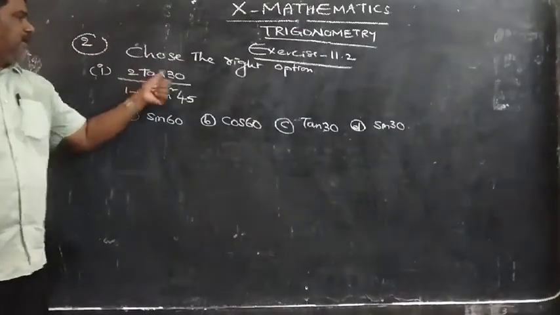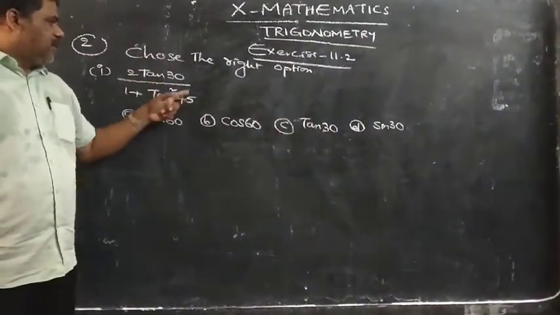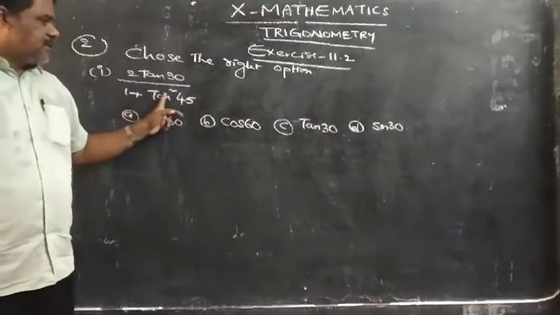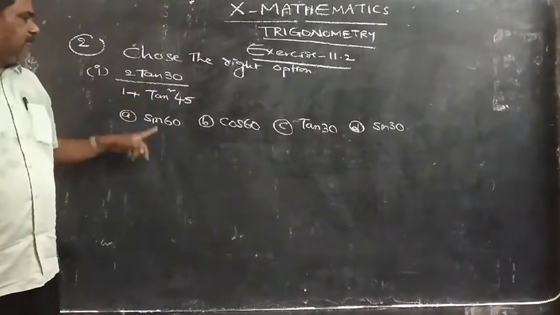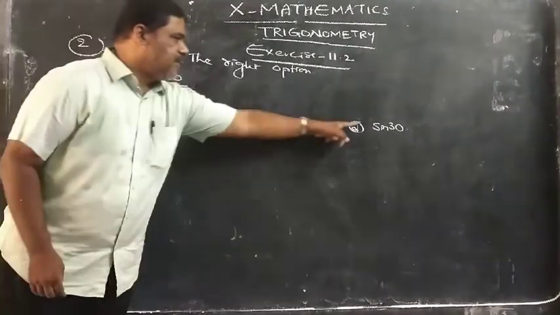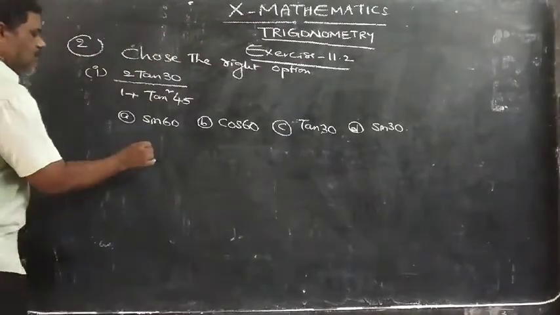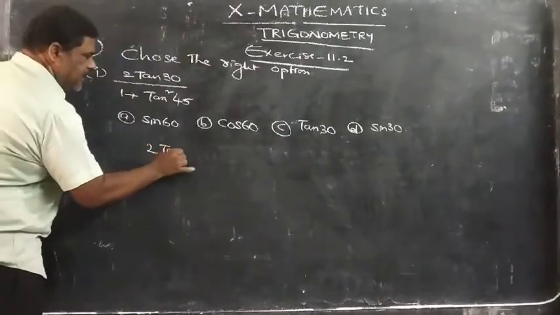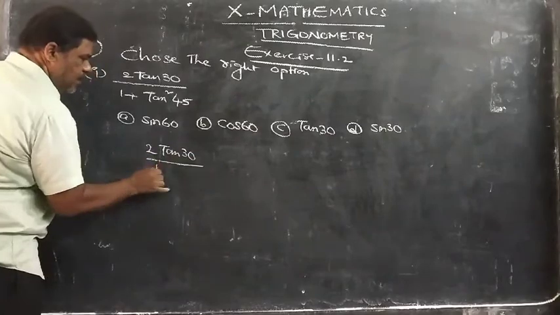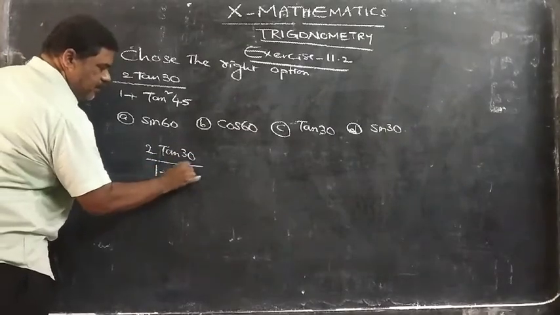Here, 2 tan 30 by 1 plus tan square 45. If you simplify this, whatever answer we get, that answer we have to select from these 4 options. So let us take 2 tan 30 degrees by 1 plus tan square 45.